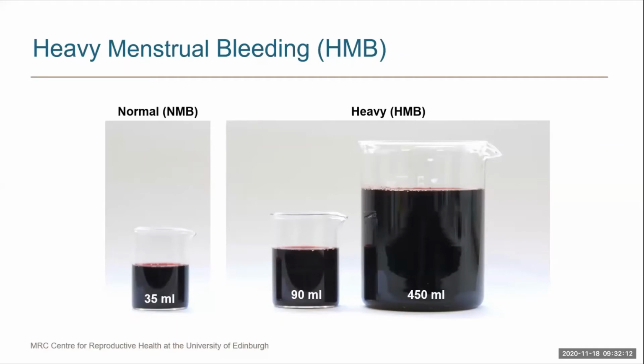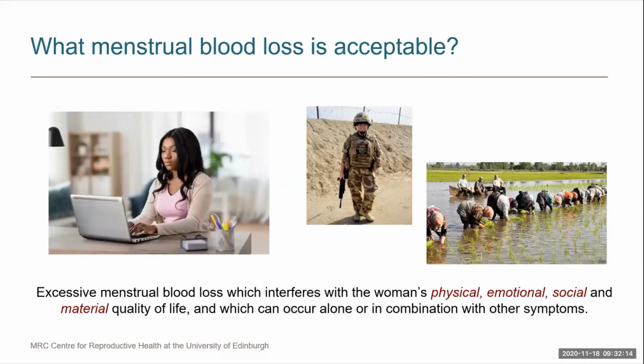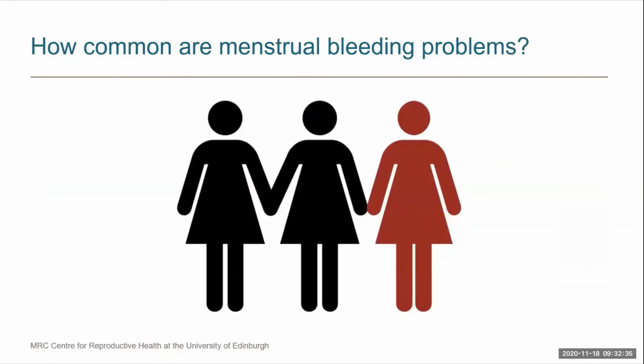Next slide, please. But women in clinic don't come in saying how many mils of blood they lose, and what's more important is whether they say it's heavy. And what's acceptable to the woman on the left of your screen is probably very different to what's acceptable to the woman in the middle or on the right of the screen. And the take-home message here is, if a woman is telling you that their periods are too heavy, then they're too heavy.